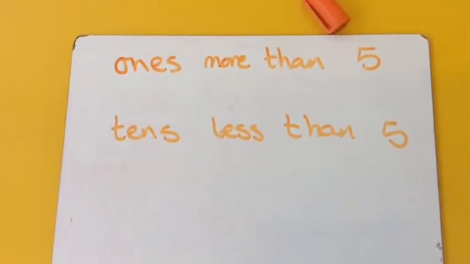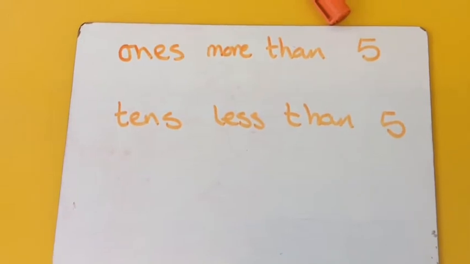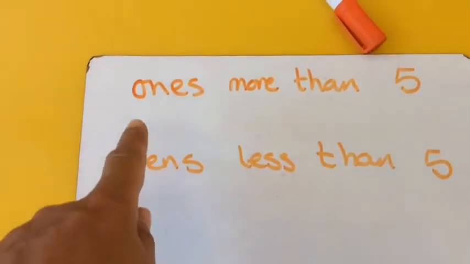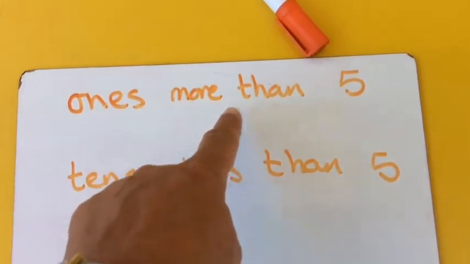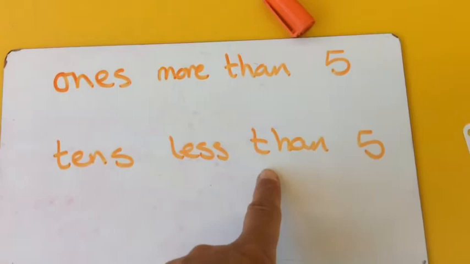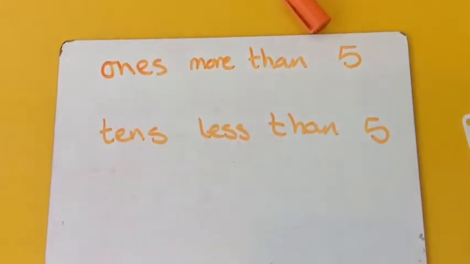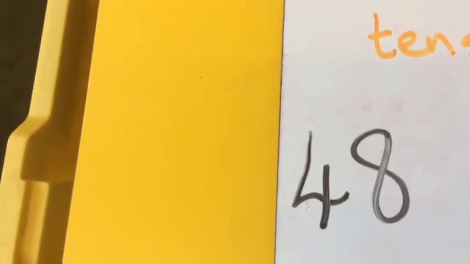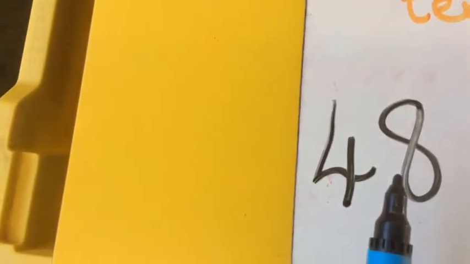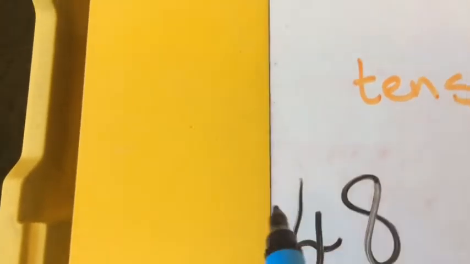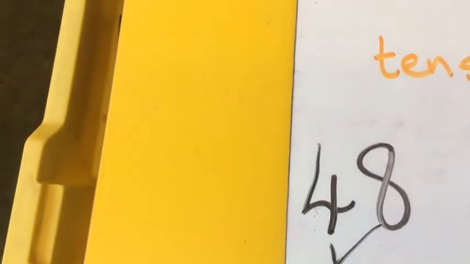Let's move on now, and we're going to generate some 2-digit numbers. But we have to follow these 2 rules. The ones, or the units, have to be more than 5, and the tens have to be less than 5. So can you think of a number that would fit those 2 rules? We could have 48, couldn't we? Because the ones are more than 5, and the tens are less than 5. So that's a good one we could use.